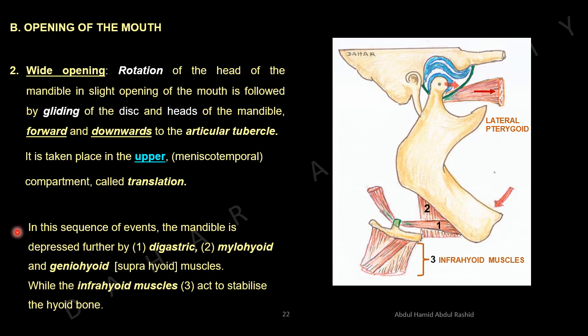In this sequence of events, the mandible is depressed further by 1. Digastric muscle, 2. mylohyoid muscles, and geniohyoid muscle. They are above the hyoid bone and called suprahyoid muscles, while the infrahyoid muscles, which are below the hyoid bone, act to stabilize the hyoid bone. They are infrahyoid muscle.